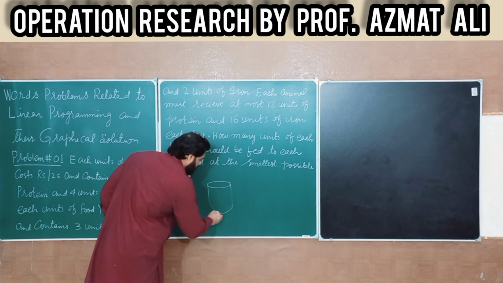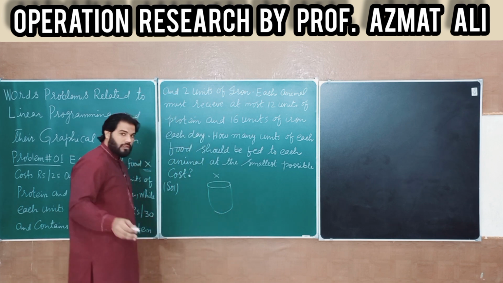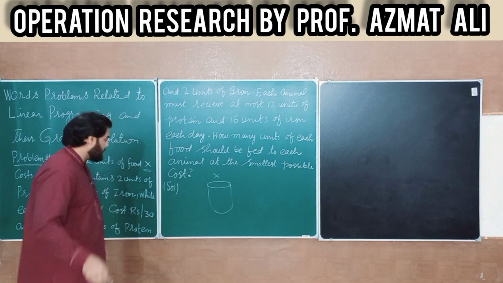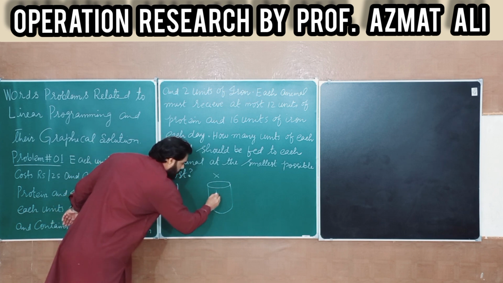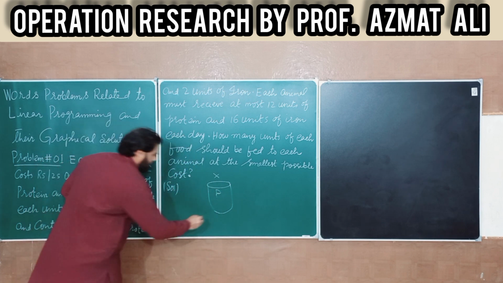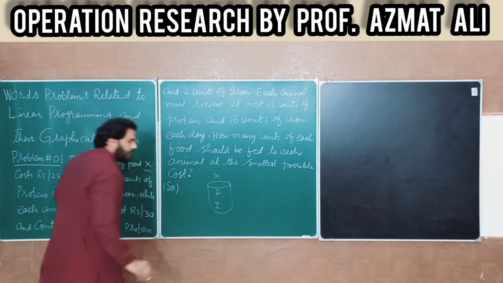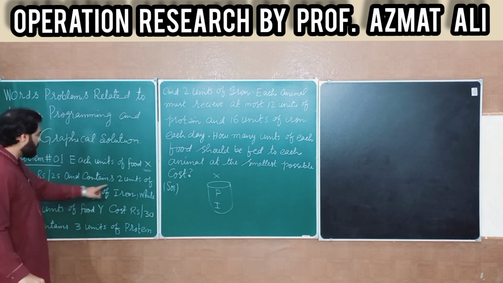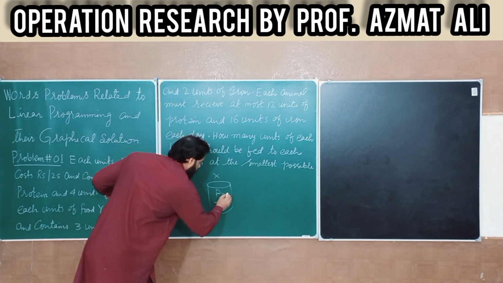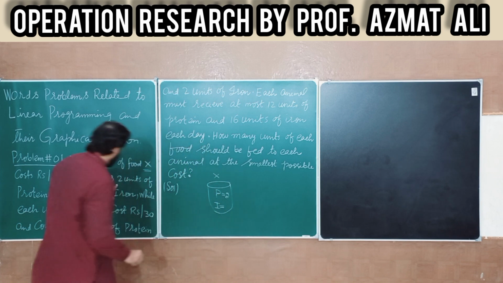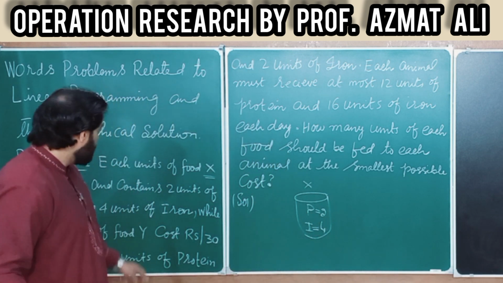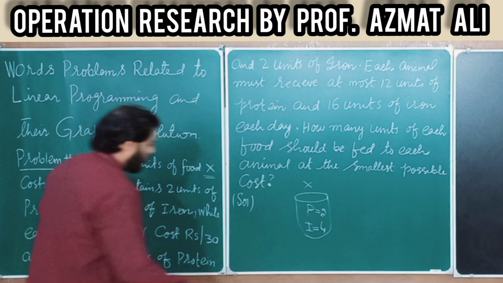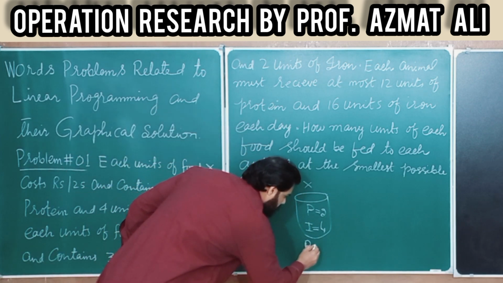Suppose this is our food X. This food X contains 2 types of ingredients. One is protein and the second is iron. In this food X, the number of proteins is 2 units and the number of irons is 4 units. Whereas each unit of food X costs rupees 25 per unit.